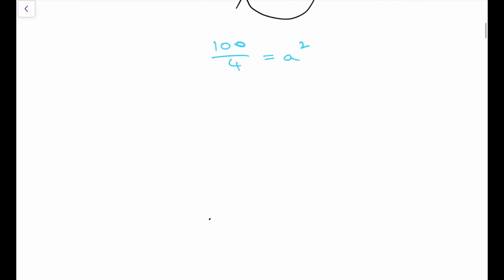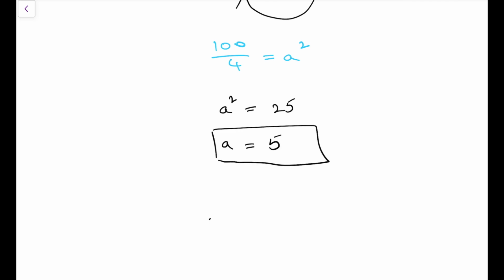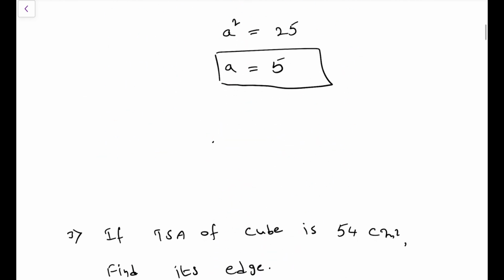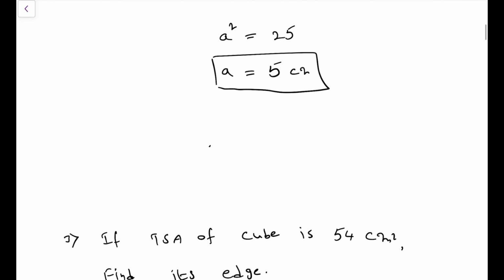So, a square equals 25. Then what will be a value? I mean, which number square is 25? It may be plus 5 or else minus 5. But we are worrying here about the measurement of a particular thing. So that's why we won't go with the negatives. We will go only with the positive number. So 5. Edge of the cube is 5. And don't forget the units. In the question, he gave it as centimeter square. So then edge will become centimeter.